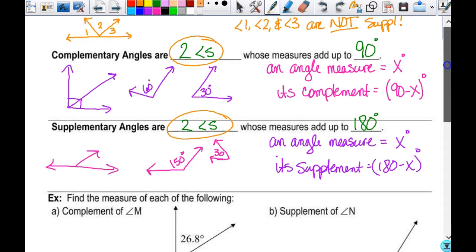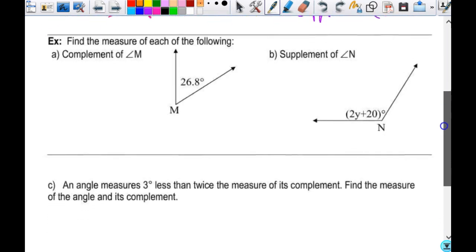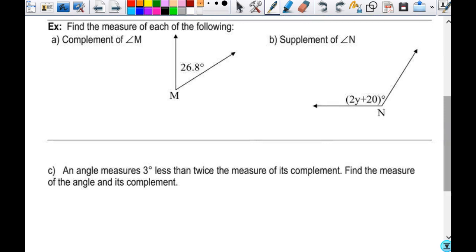All right. So let's look at this. It says find the measure of each of the following. The complement of angle M is what we're looking for. Remember, you want to write everything algebraically. It's not just about being able to spit a number out of your head. So complement of angle M. How do I write the complement of any angle? Okay, good. 90 minus x.